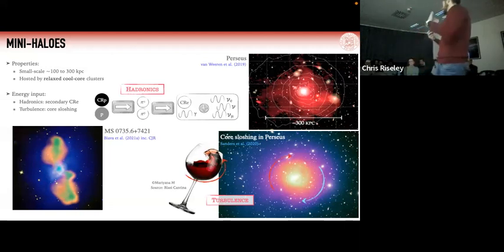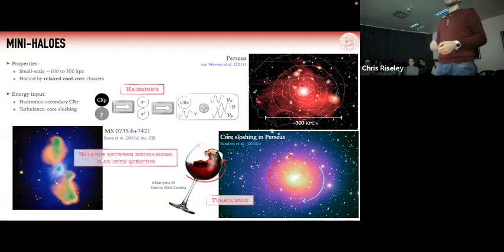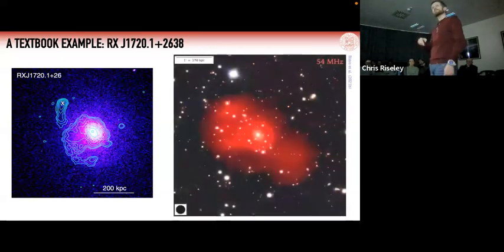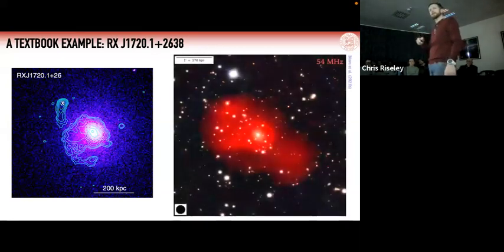So now, when it comes to mini halos in particular, the big question is the balance between these mechanisms, because we know they will both be present on some scales, but what's the balance? What are the scales? One of the textbook examples of mini halos is RXJ1720, which in an older paper from Simona Giacintucci and collaborators, they found this mini halo, which was a couple of hundred kiloparsecs in size.